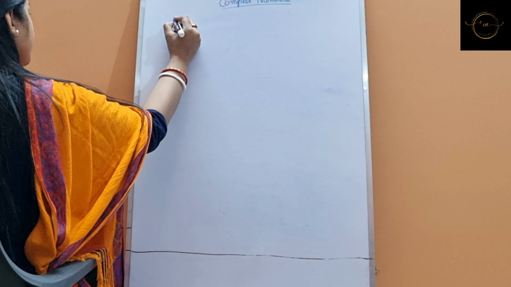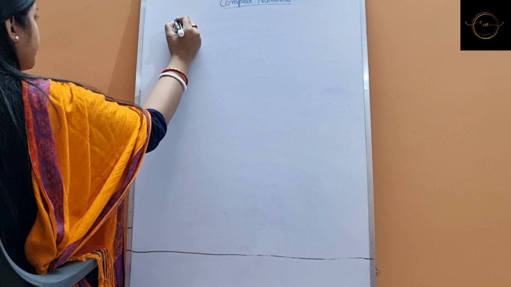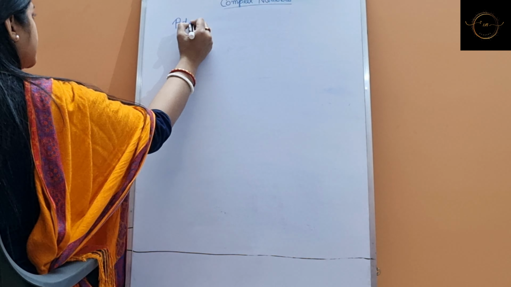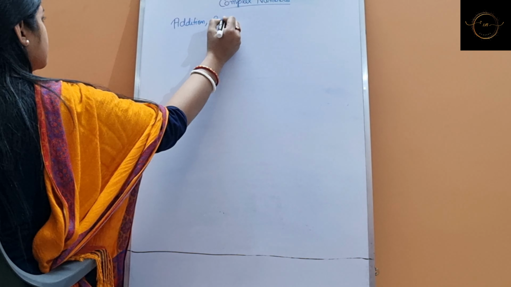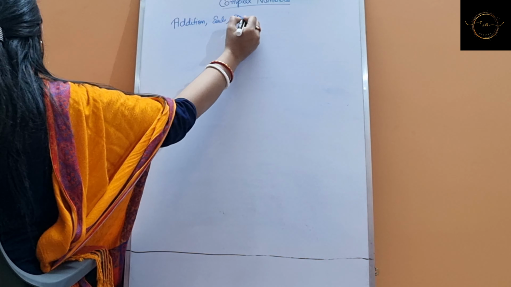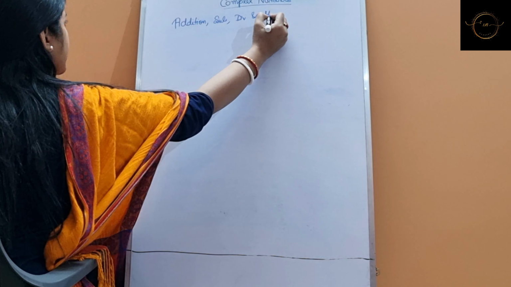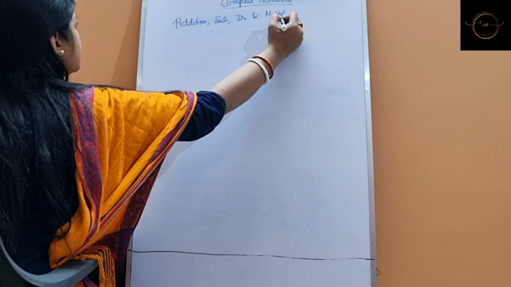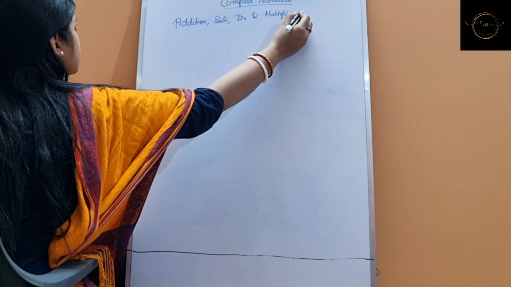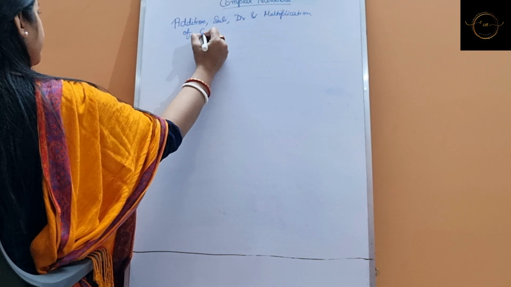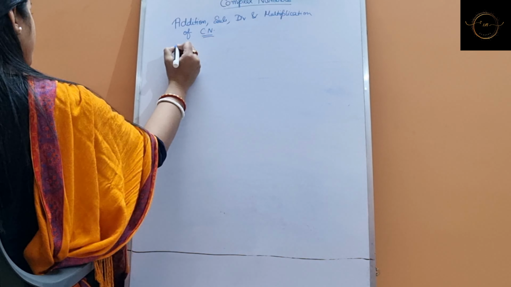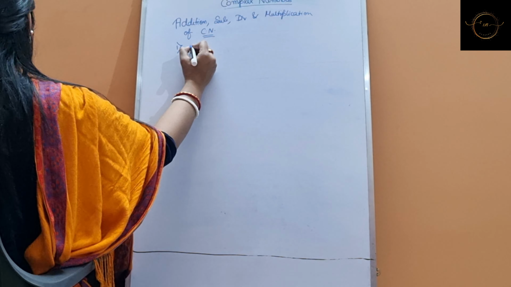Next, we will learn about a few properties of complex numbers which are related to addition, subtraction, division and multiplication of complex numbers. The first property is of addition.